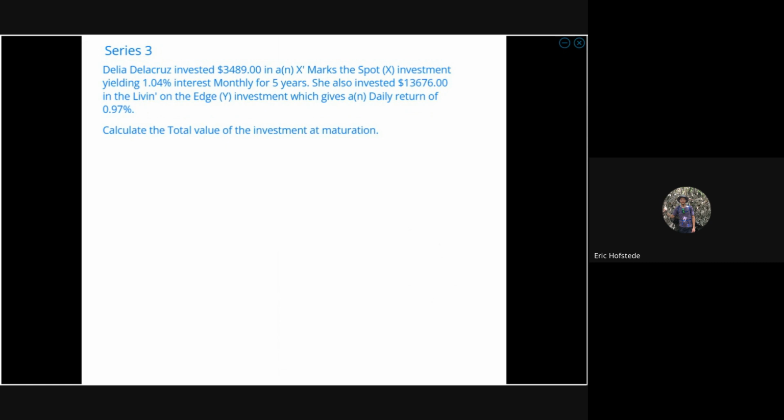Not as a bonus question. This is series 3, and it's almost the exact same as series 2, except that it is asking for the total value at maturation rather than the total interest. Total value at the end is the return on an investment. It's the initial amount you put in plus all the interest you earn. So let's break this down.